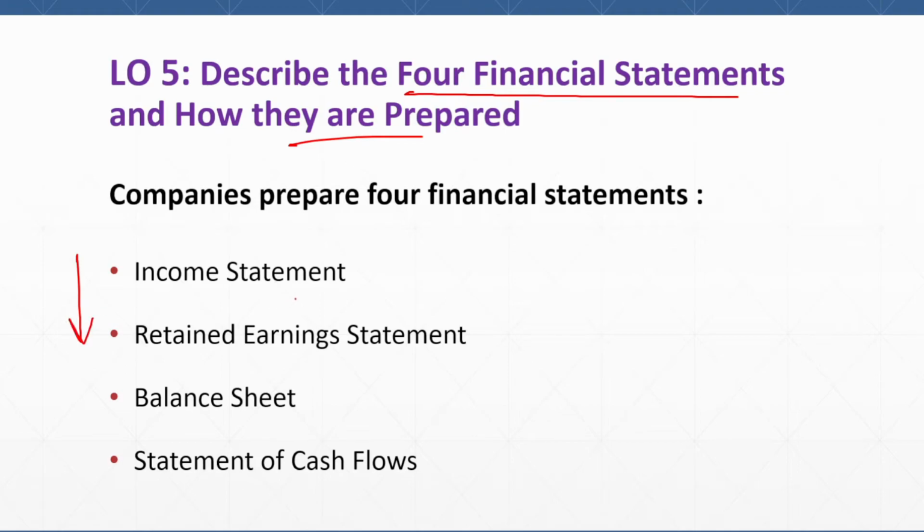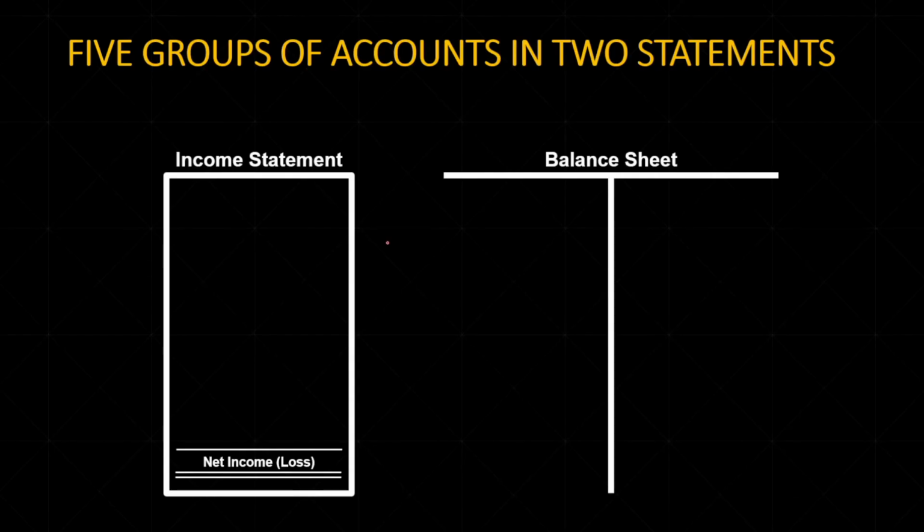We prepare the income statement first. Using the income statement, we prepare the retained earnings statement. Using the income statement and retained earnings statement, we prepare the balance sheet. Using all these 3, we prepare the cash flow statement. So 2 of our financial statements are the income statement and balance sheet.